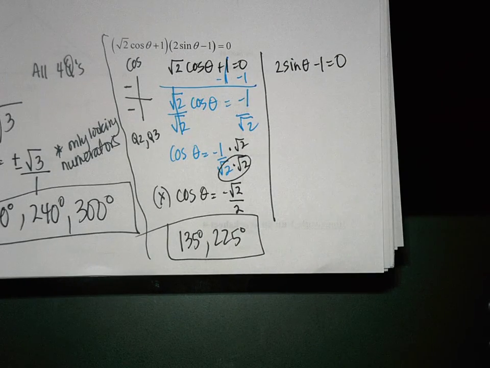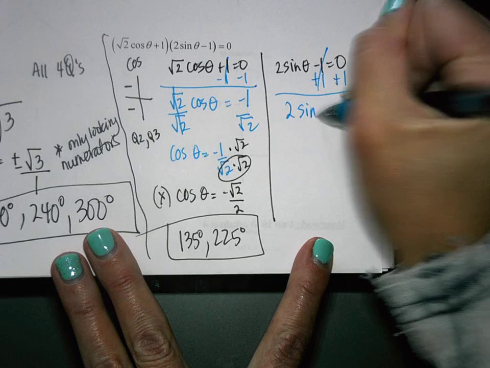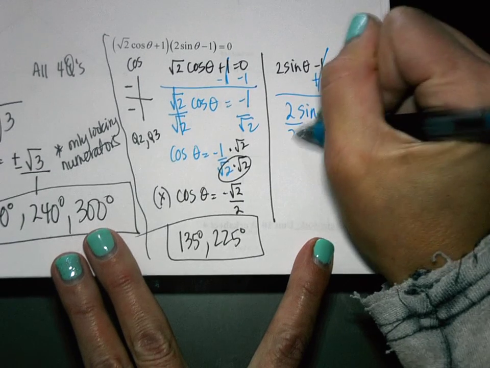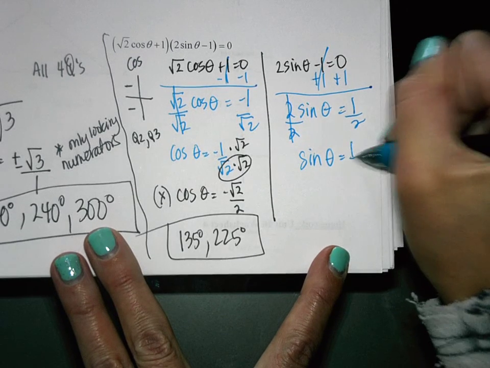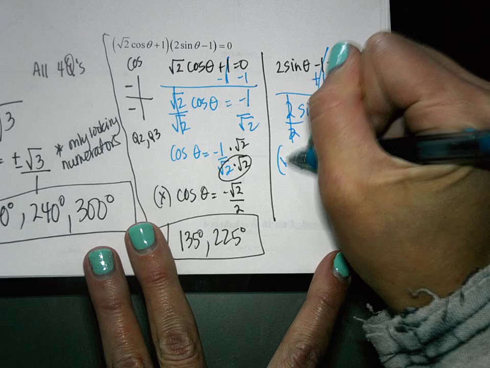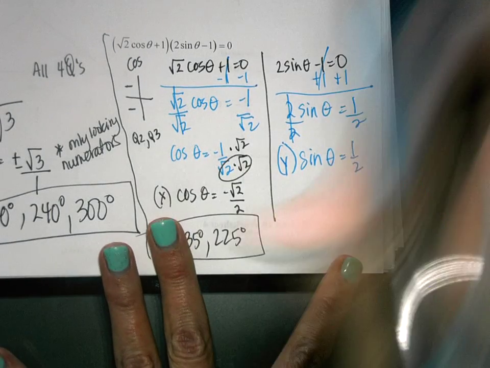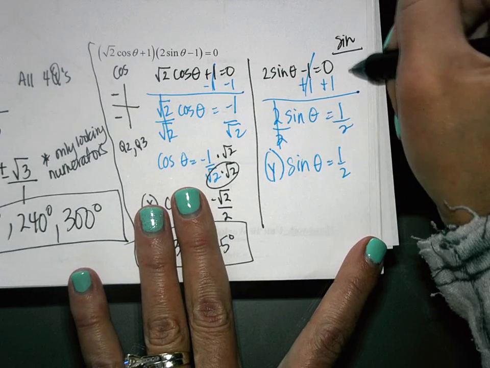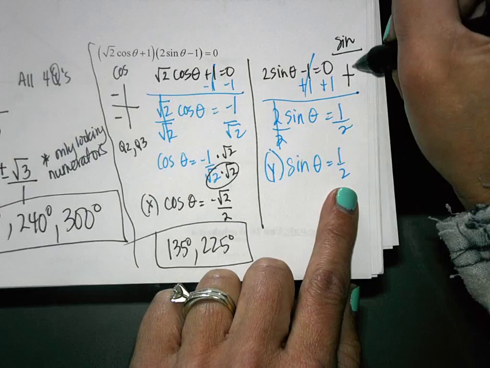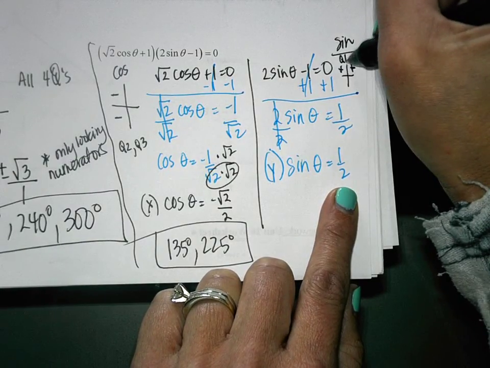Next problem here, we have our sine. Add 1 to both sides. 2 sine theta equals 1. Divide by 2 on both sides. We get sine of theta equals 1/2. So we're looking for when sine, when y, is positive 1/2. If we're talking about the quadrants for sine, and I'm going to write it here for you, when is y positive? So y is positive going up. So we're looking for quadrant 1 and quadrant 2.